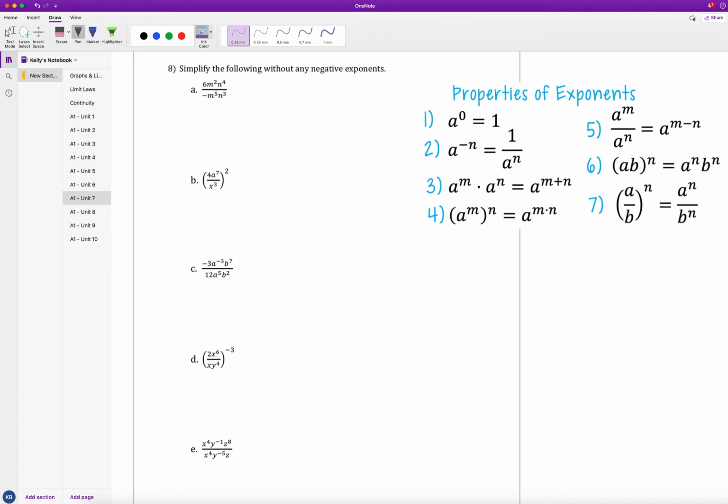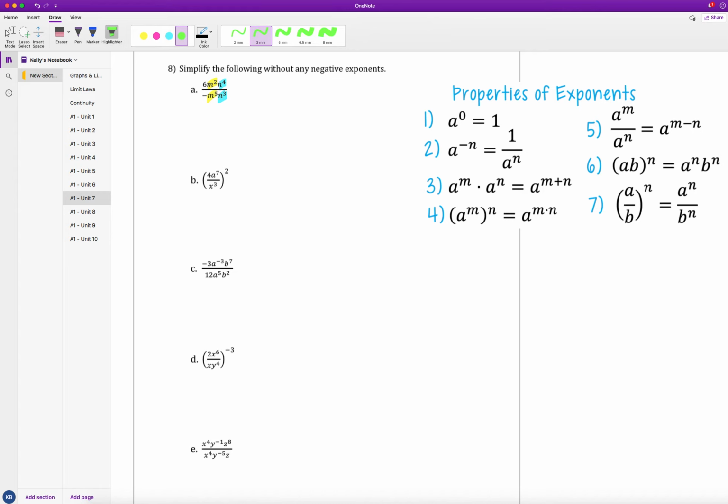It says 6 times m to the second times n to the fourth over negative m to the fifth over n to the third. I think it's really helpful to go through and think about, well, what are all the different pieces that I have going on? So I have an m to the second in the numerator. I also have an m to the fifth in the denominator. Well, those can eventually get combined together because they have the same base. Remember, anytime we're dealing with exponents, the only way I can combine them together is if they have the same base. Likewise, the n to the fourth and the n cubed will be able to get combined together as well since they have the same base.